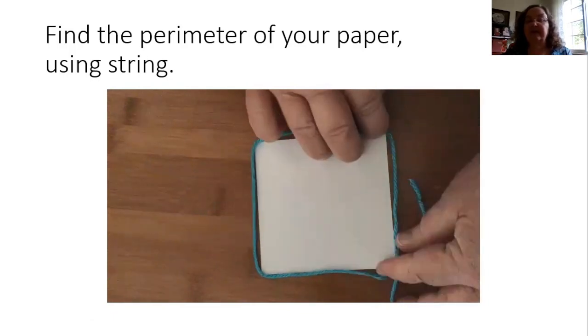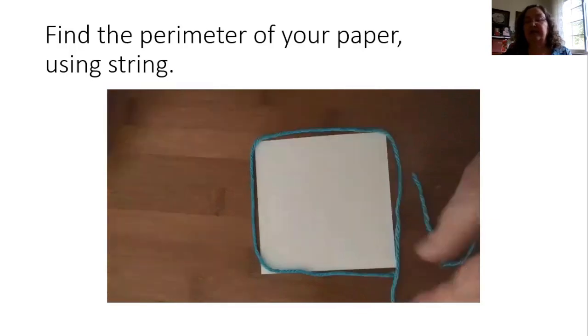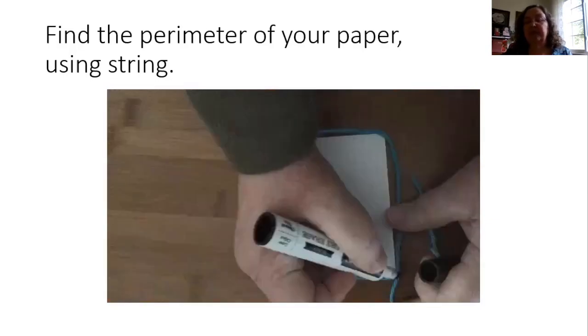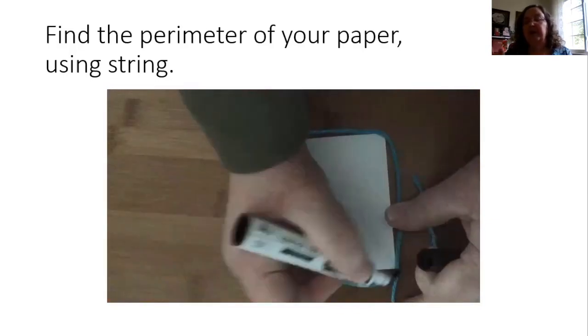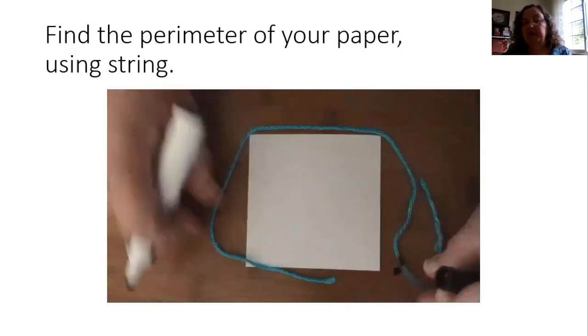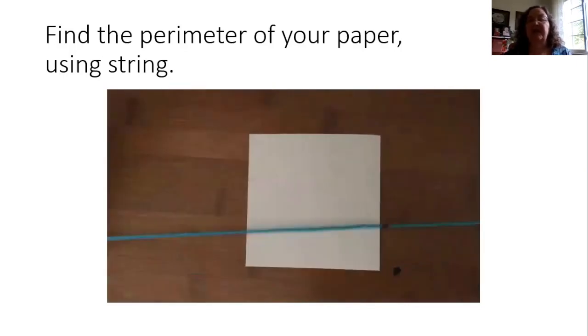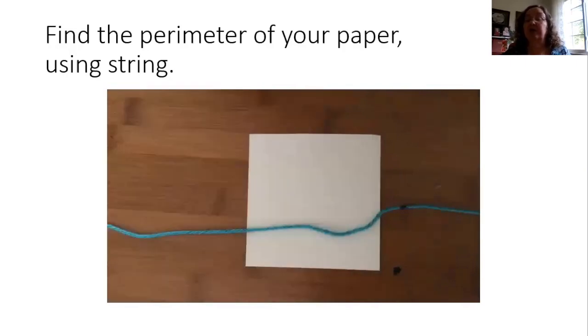And then when I found where the end was, I put a little mark there. And don't worry about my table. It was a dry erase marker. Okay, so now I know how long the outside edge of my little piece of paper was.